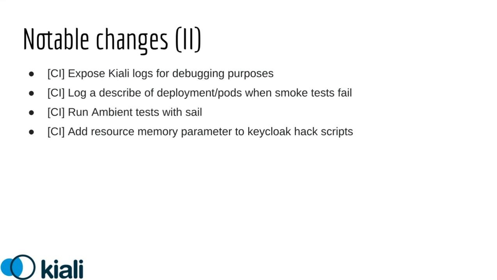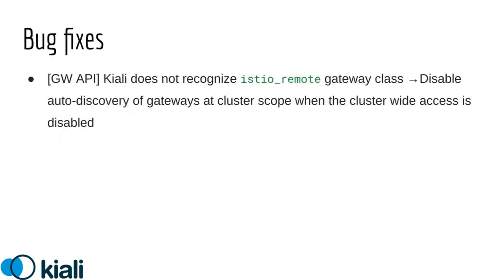And the last one was to add a new parameter to modify the resource memory when the hack scripts are using Keycloak, because the default was not enough when you run these scripts in some operating systems. What happened was that the Keycloak pod was not starting. And one bug fix: Kiali was not recognizing the Istio remote gateway class, and for this fix, the auto discovery of gateways in cluster scope was disabled when the cluster-wide access is disabled.